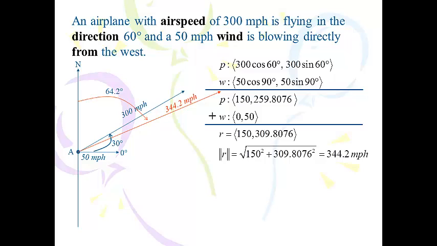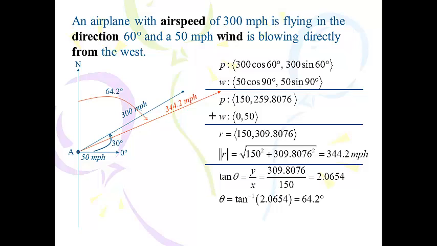That's the horizontal and the vertical component of the resultant, the red line. Now to find the length, or the ground speed, we square the x, square the y, add them up, take the square root, and we end up with 344.2 miles per hour. That represents the ground speed, or the length, of our resultant, which is represented by the red line.